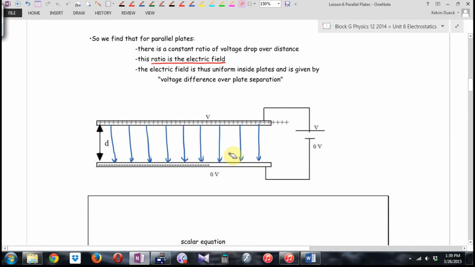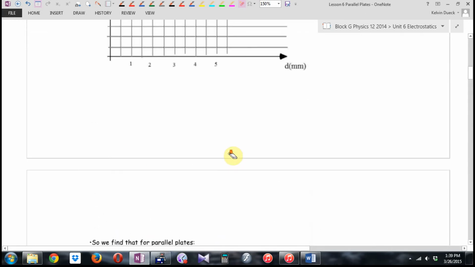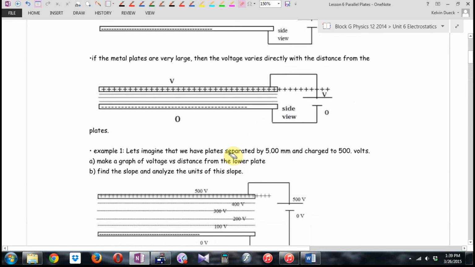Now, if you're curious, you might be saying, why, Mr. Dueck? There are two explanations. There's a mathematical one, which I'll do in a bit, but there's an intuitive one. I'm going to go back to this diagram. Don't write this down, just watch.